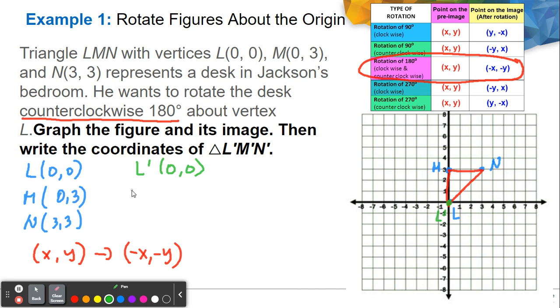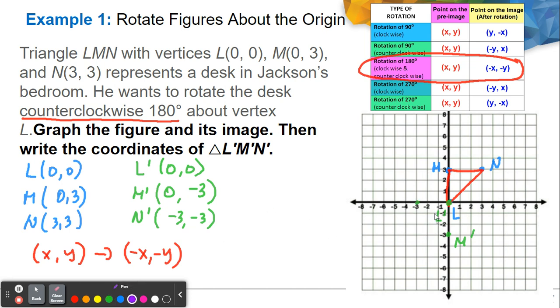Now M is (0, 3), so M prime. The opposite of 0 is just 0. The opposite of 3 will be -3. So our M prime will be (0, -3). (0, -3) is this one. So that is our M prime. And then lastly, for our N prime, it's (3, 3), so we take the opposite, so (-3, -3). So (-3, -3) is that one.